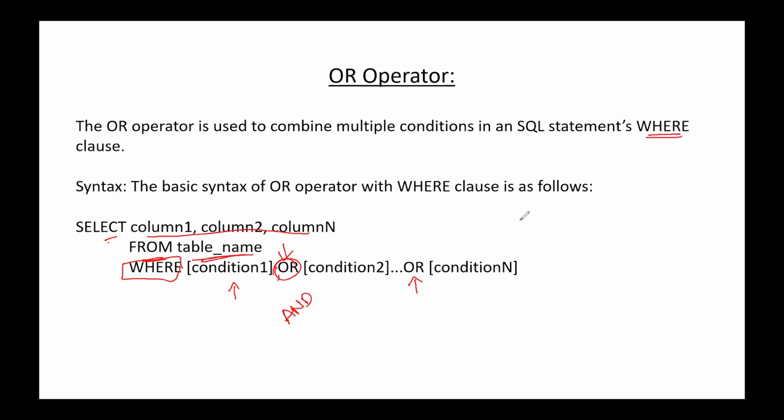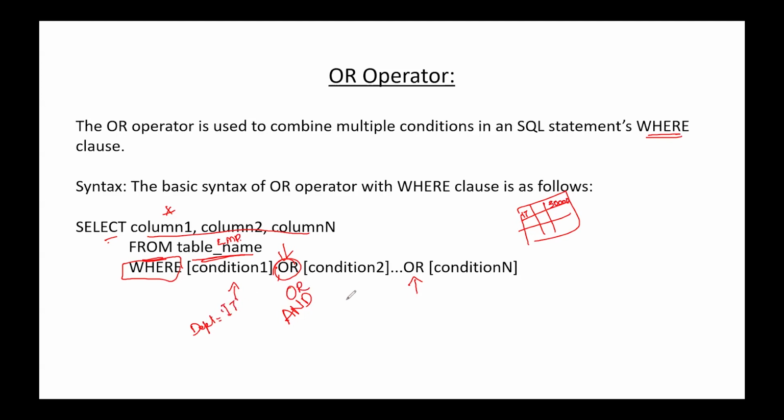Once again, if we take the same employee table, this time I want either an employee who is working in IT or whose salary is more than 30,000. In that case, I will mention the same thing: select star from the table name, I can write employee. Okay, where condition. The first condition is department is equal to IT.